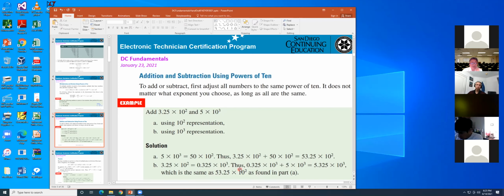Okay, so now you can get 3.25 times 10 power 2, adding to 50 times 10 power 2. So basically you just add the numbers. Okay, 3.25 adding to 50, you get 53.25 and multiply by power 2.